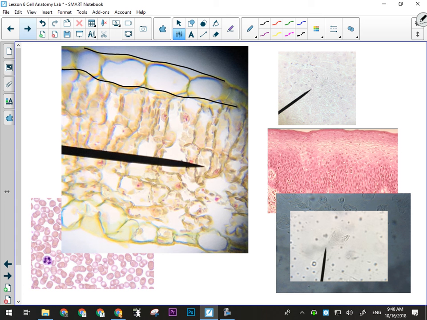Underneath that is what we call the palisade layer. That's the layer we want to draw the cells in. So for example, this here is a plant cell. That's the nucleus. All these little grayish yellow kind of things are chloroplasts.